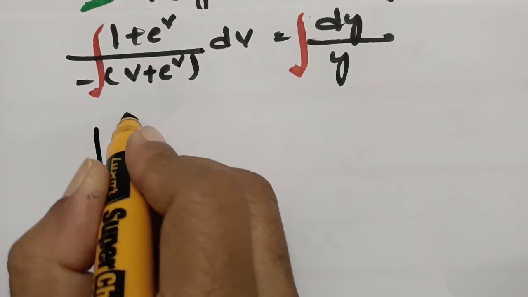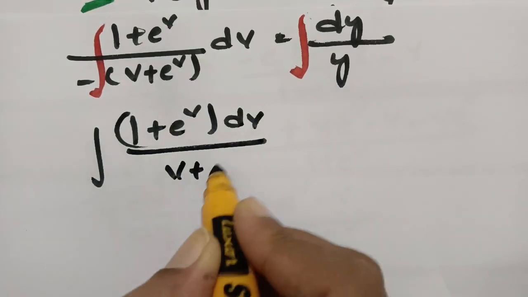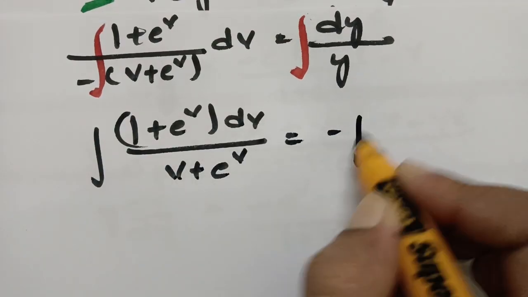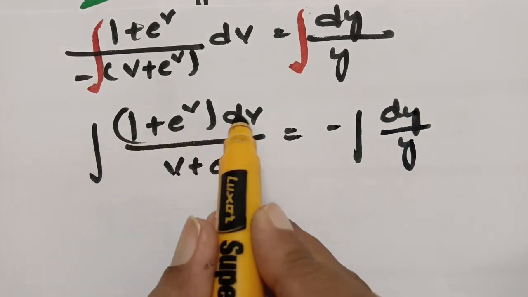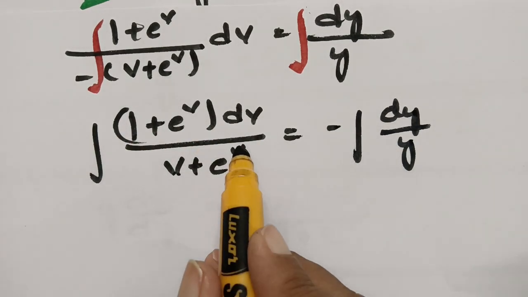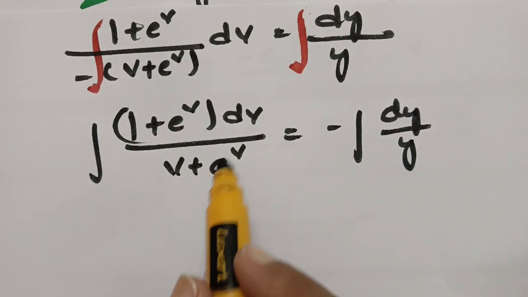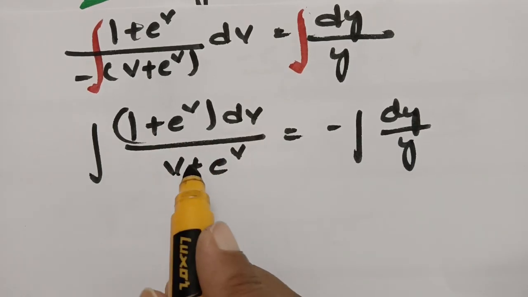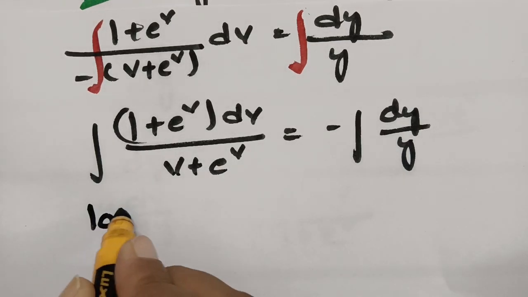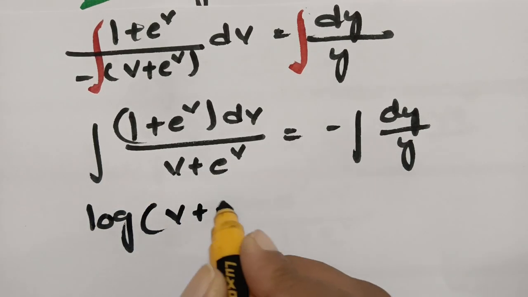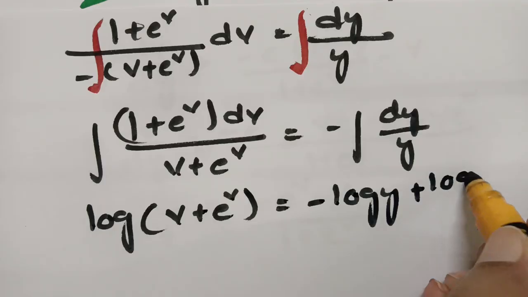So it is so easy. This is 1 plus e power v into dv by v plus e power v, which is equal to minus dy by y. For v, the derivative is 1 into dv. For e power v, the derivative is e power v into dv. So the derivative of the denominator is in the numerator. If you feel it's an x, it is dx, so 1 by x will be log x. So here, v plus e power v is equal to minus log y plus log c.